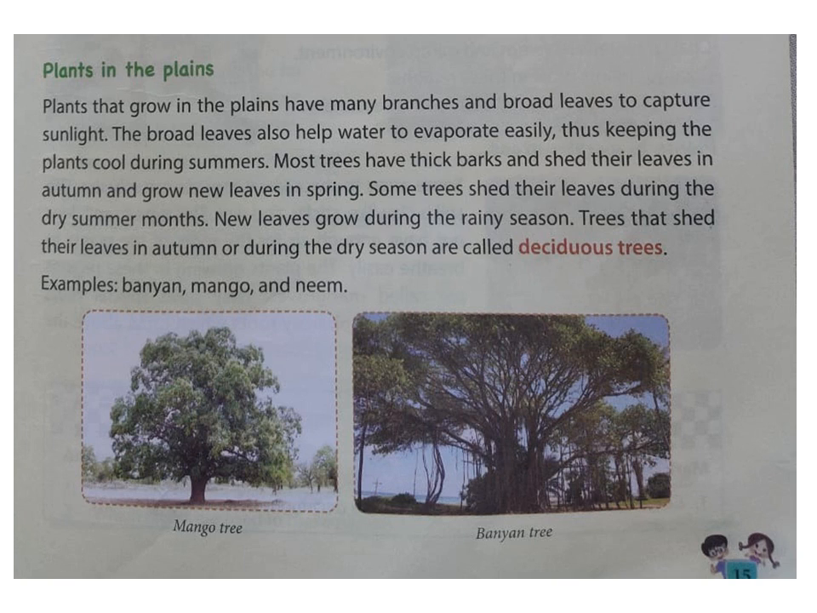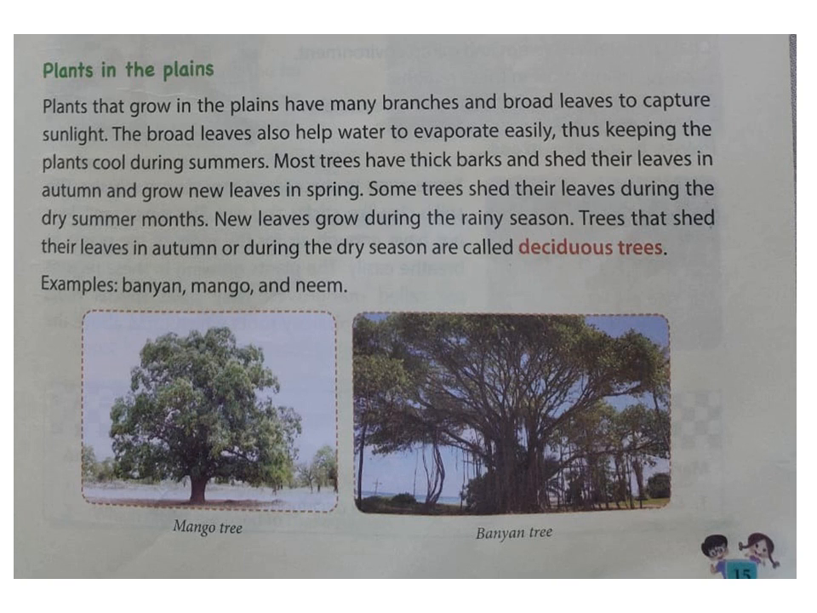Next section of this chapter is plants in the plains. Plains, as we learn in our social studies, are the large part of the land which are very flat. Okay, the plants which grow in the plains we can see now. Plants that grow in the plains have many branches and broad leaves to capture more and more sunlight. The broad leaves also help the water to evaporate easily, thus keeping the plants cool during the summer.